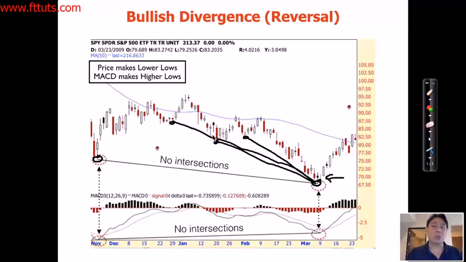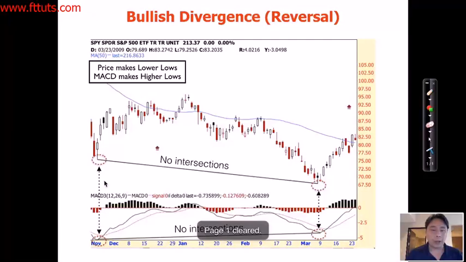So remember, the rule is as long as you connect two swing lows without intersecting any price, that's a valid connection, right? So we could connect any of these swing lows together, right? But you would have to see that the corresponding MACD is making a conflict or a divergence in the trend, all right?